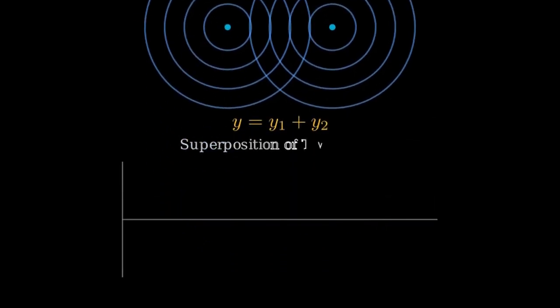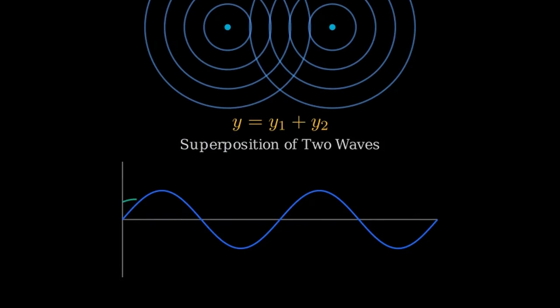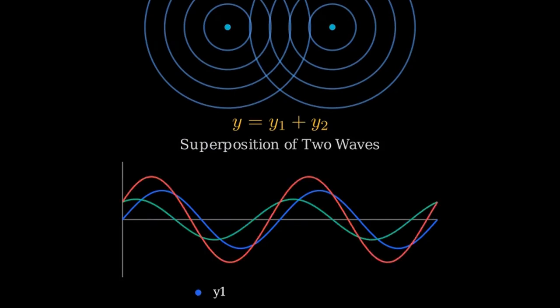Let us see this on simple sine waves. To see a steady interference pattern, the sources must be coherent. That means same frequency and a constant phase difference. We do this by splitting one source into two slits.